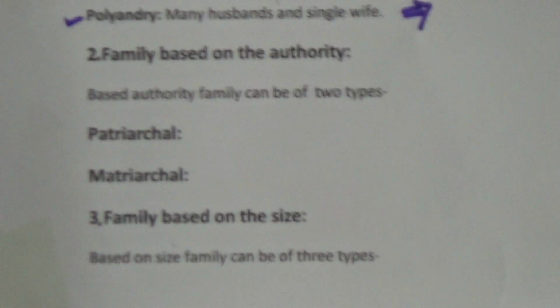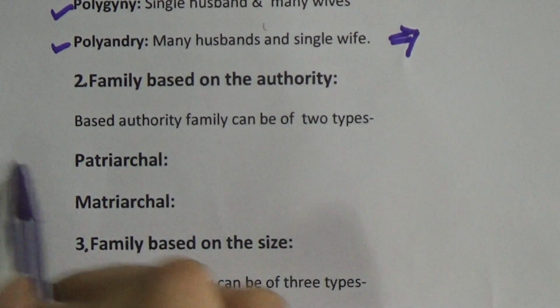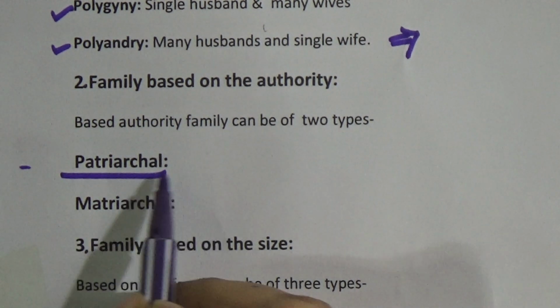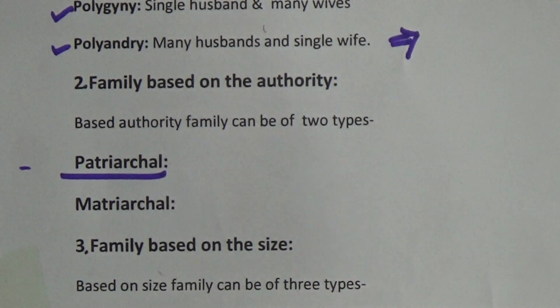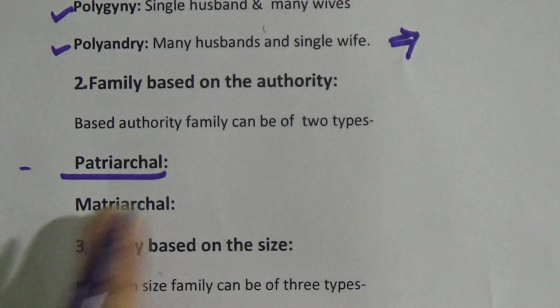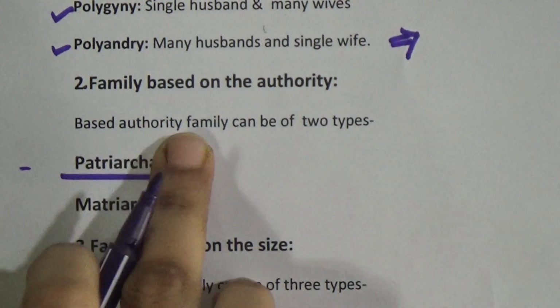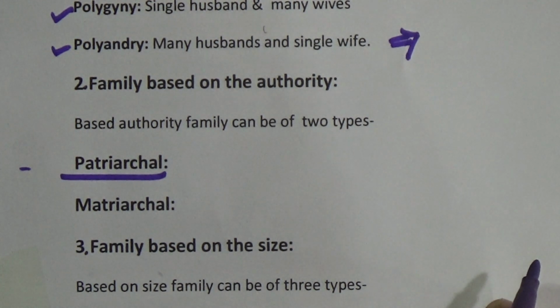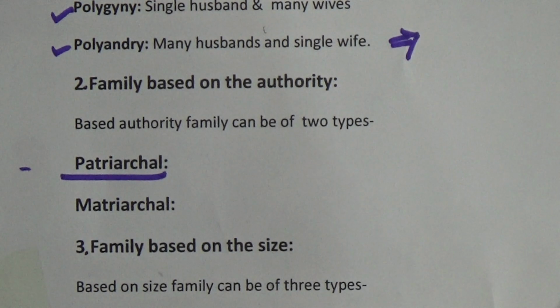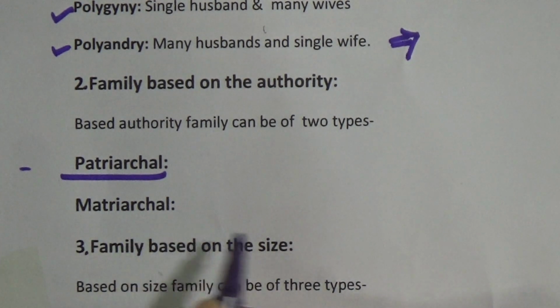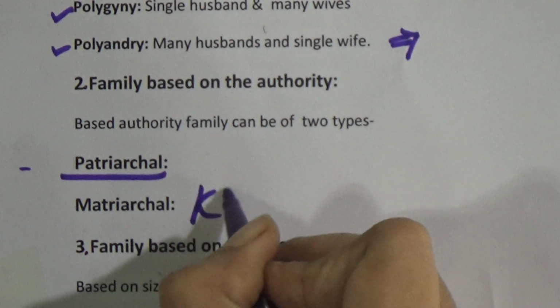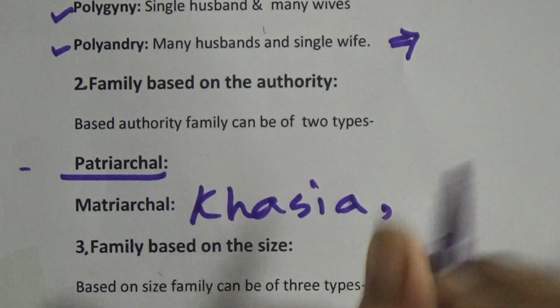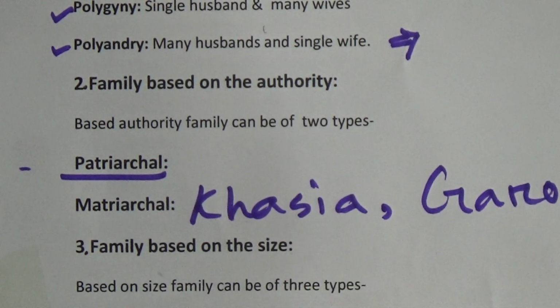Now number 2, family based on authority. It can be of two types, patriarchal and matriarchal. In a patriarchal family, the head of the family is the father, and in a matriarchal family the head of the family is the mother. The patriarchal family is very usual in our society. In Bangladesh and its neighboring countries, we find patriarchal families, but matriarchal families are very rare. Only in the Khasia and Garo communities do we find this type of family.